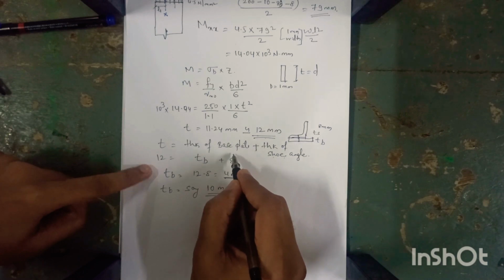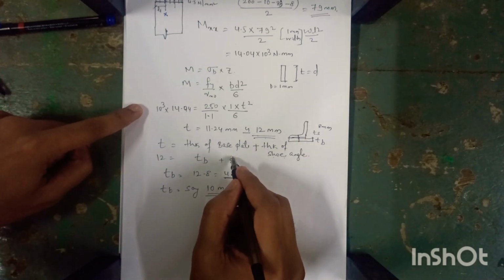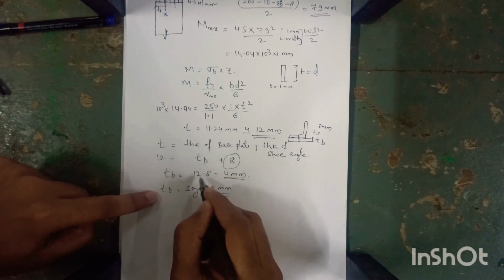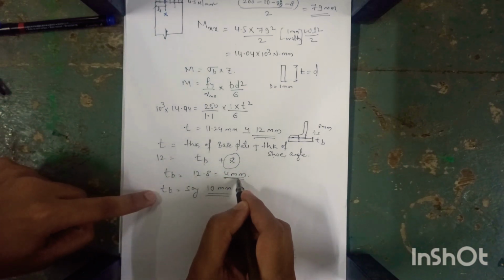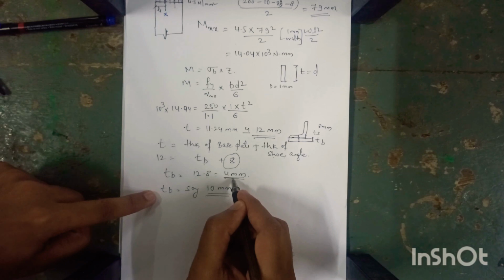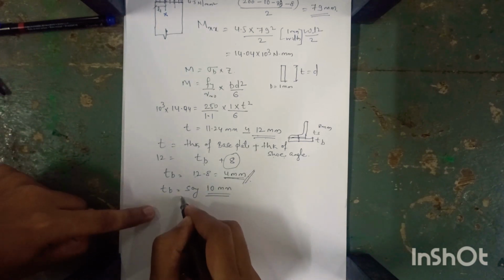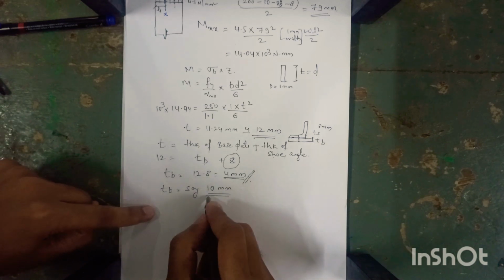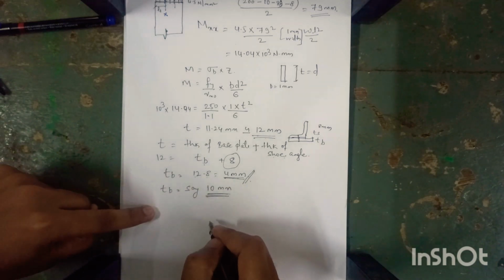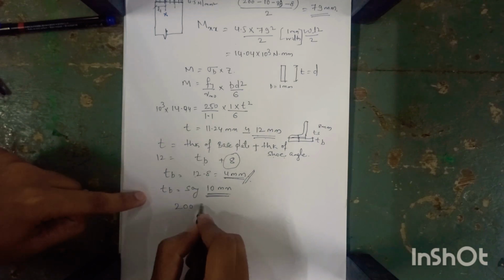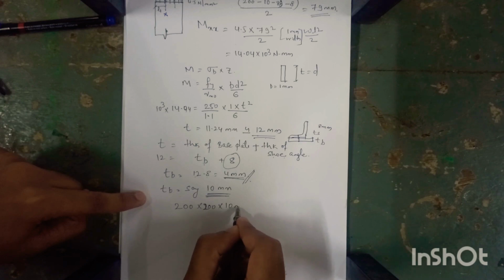Now the shoe angle we have already provided is 80 into 80 into 8 mm thick. So the thickness of base plate required will be 12 minus 8, which is 4 mm. We have to provide a base plate of minimum thickness equal to 4 mm. Roughly, we are providing it on the higher side, which is equal to 10 mm. So finally, we have to provide a base plate of 200 into 200 into 10 mm.